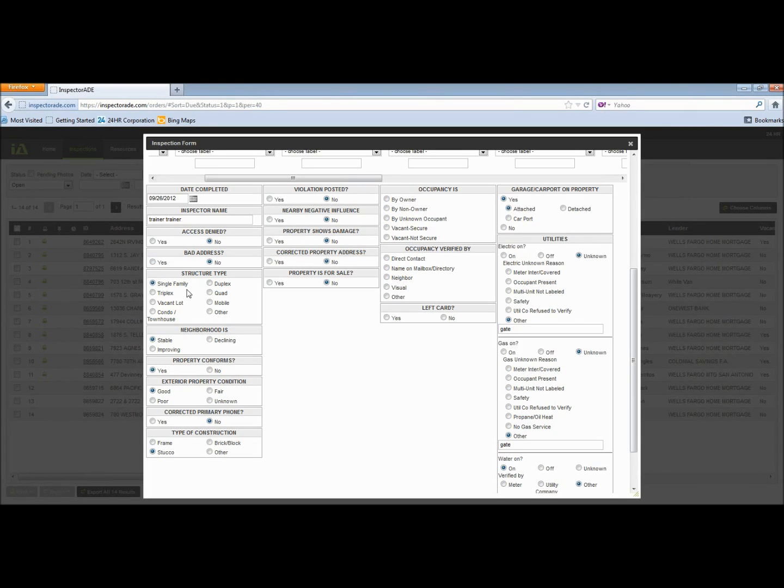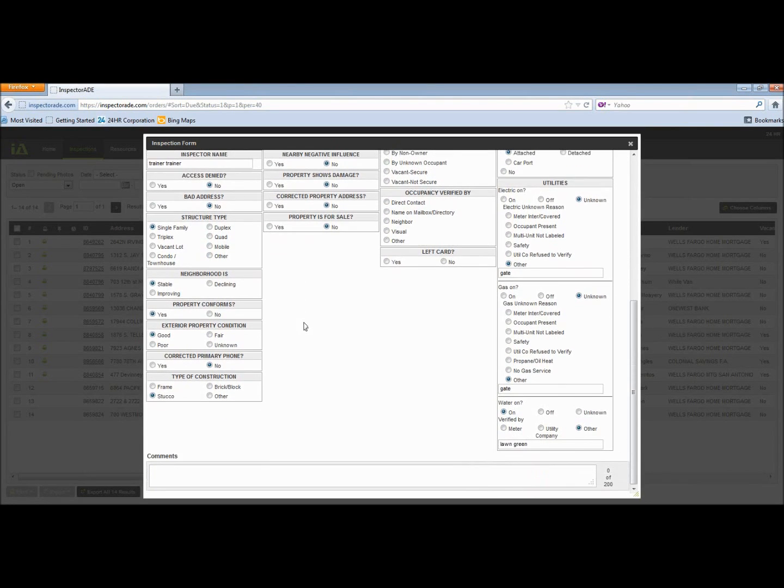Structure type: single family, duplex, triplex, quad, etc. Neighborhood is stable, declining, improving. Property conforms. This means if the house fits into the neighborhood or does it not. So, for example, if you're driving down the street and all the houses around the property we're inspecting are big, beautiful, nice houses, and then the house we're inspecting is in shambles, it's falling apart, it's not being taken care of, it does not fit into the neighborhood. That's what property conforms means.